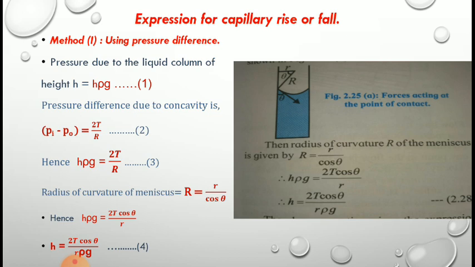So from this equation, we get that since T, theta, rho and g are constant, the height is inversely proportional to r, that is the radius of the capillary tube. So as the radius decreases, the height increases. So the capillary tube having smaller radius will show greater rise in liquid level inside it. So h is inversely proportional to r.